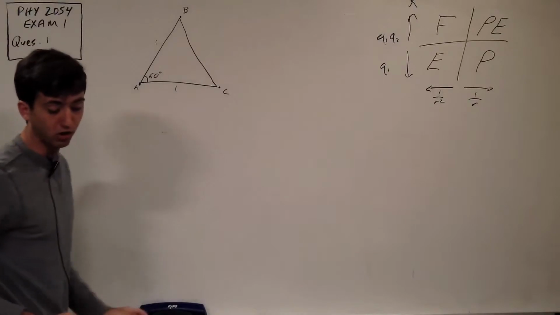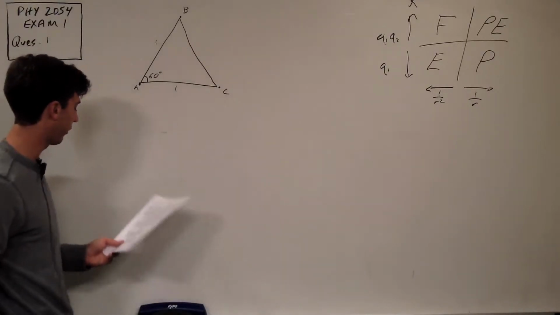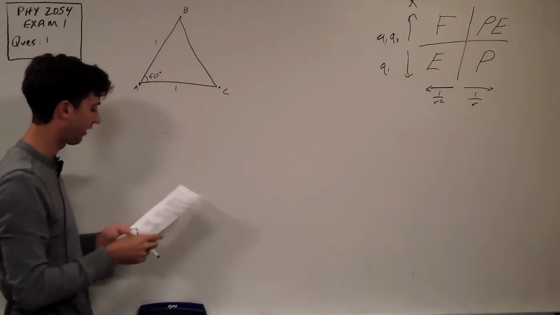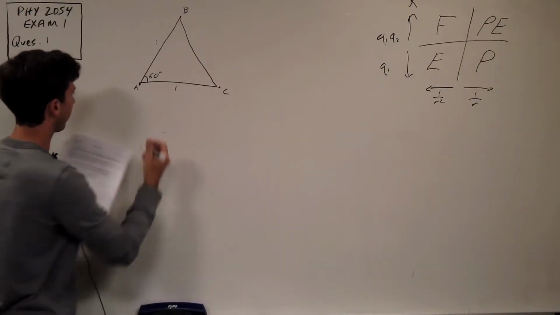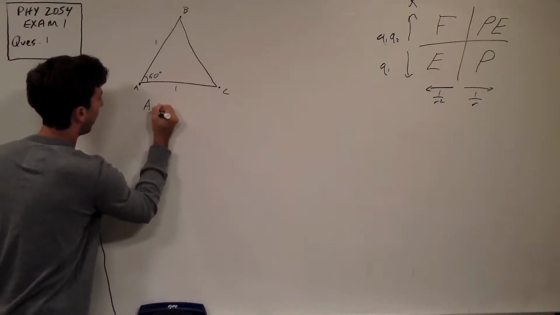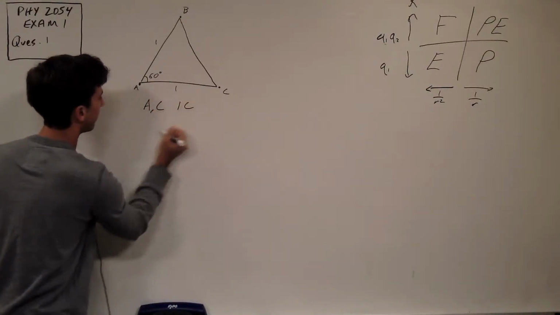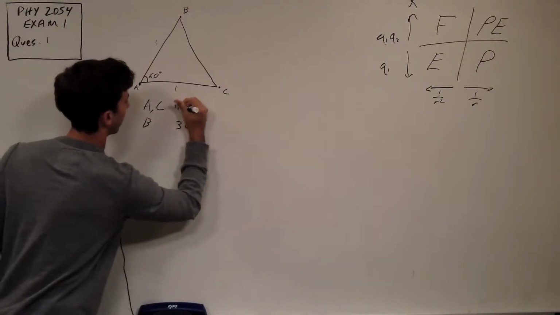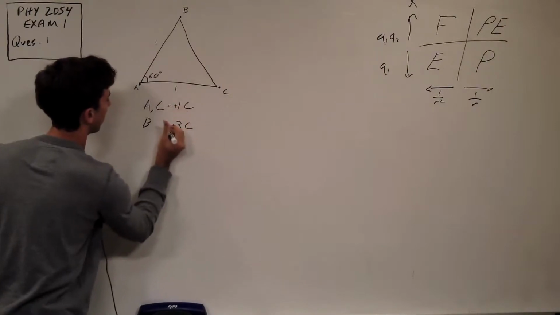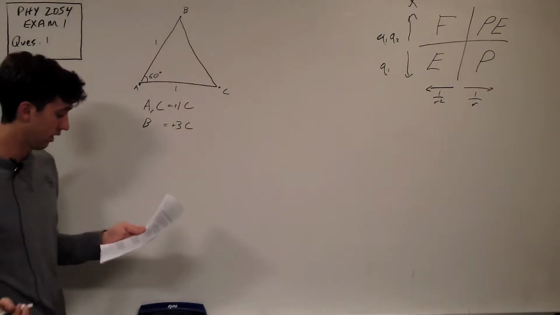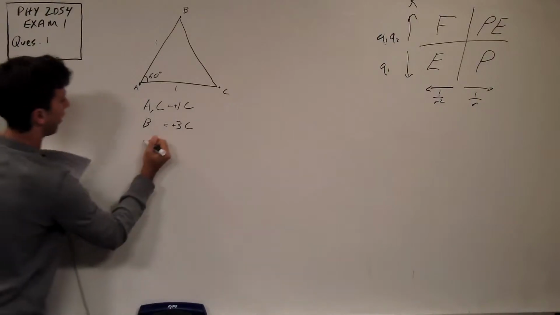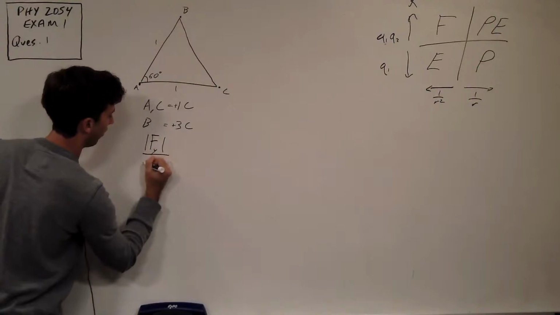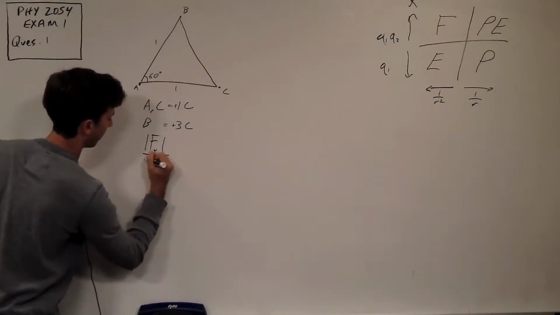So now we get to the actual problem itself. It says that you have 3 positive charges arranged in an equilateral triangle with side length 1. The charges A and C have 1 coulomb, and B has 3 coulombs. And it asks to find the ratio of Fy over Fx.